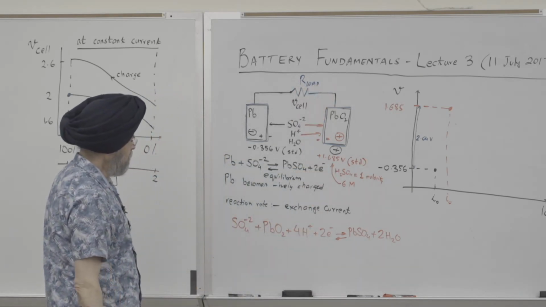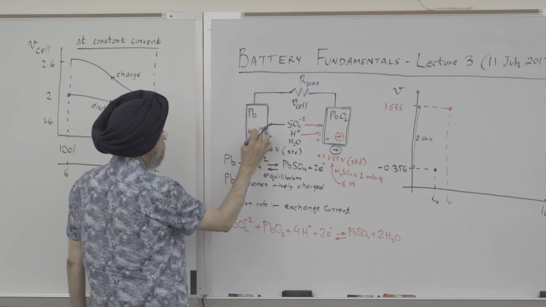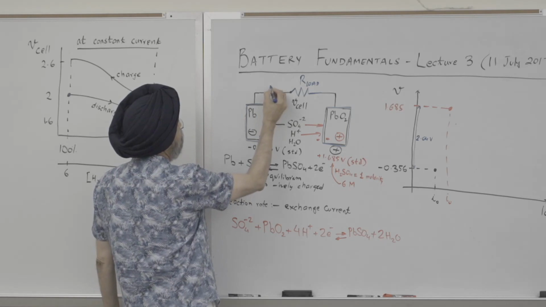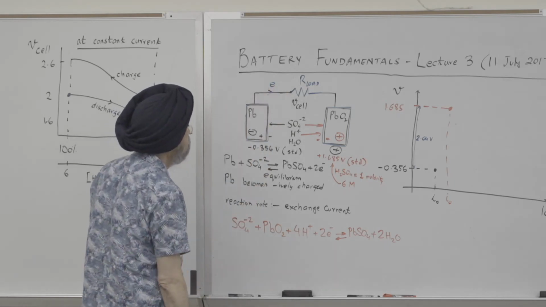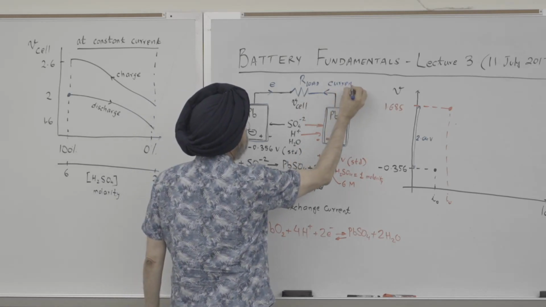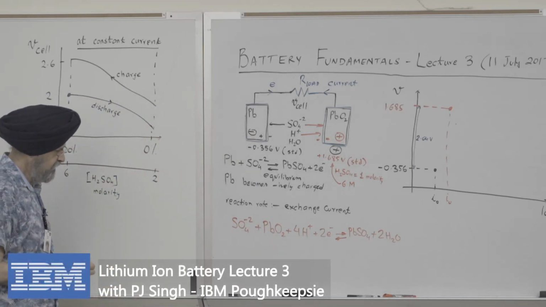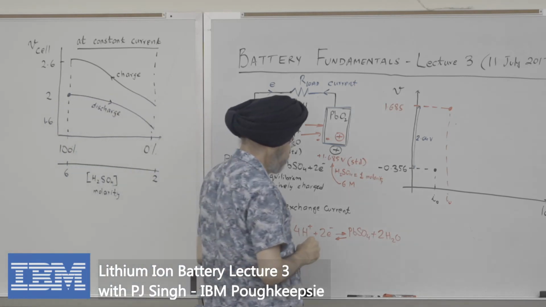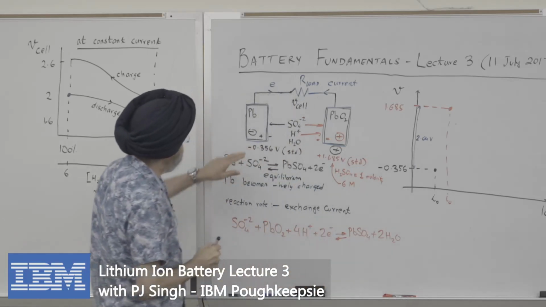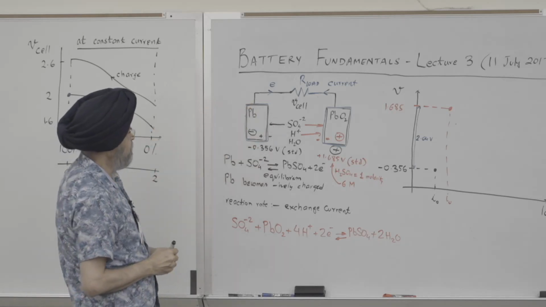So when we put the load, these electrons, so this side is negative, this side is positive. So electrons will flow in this direction, and current, which is the negative of electrons, will flow in that direction, right? So now we're studying discharge. What happens is we get an effect that this 3.356 volts was under open circuit conditions.